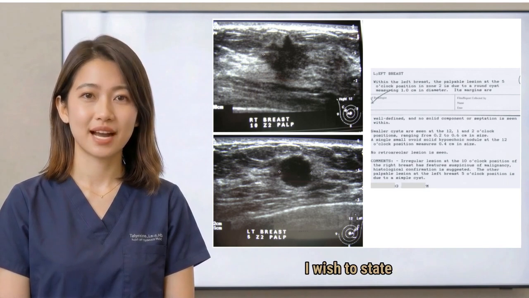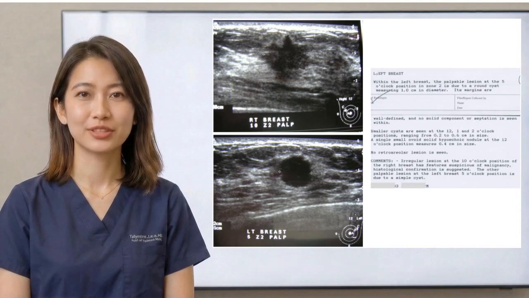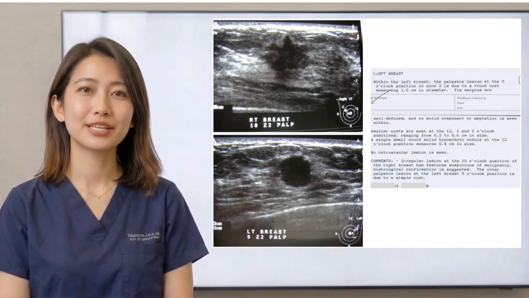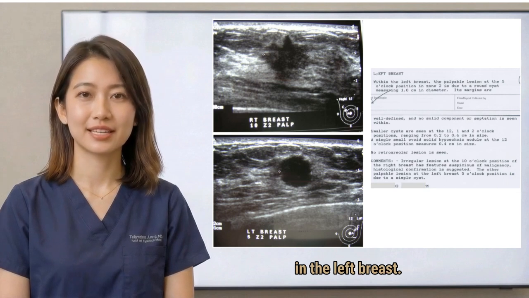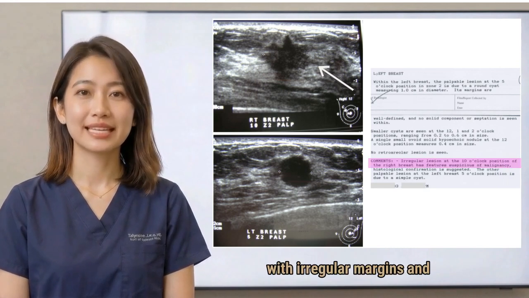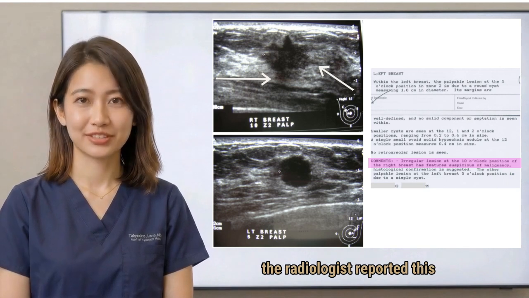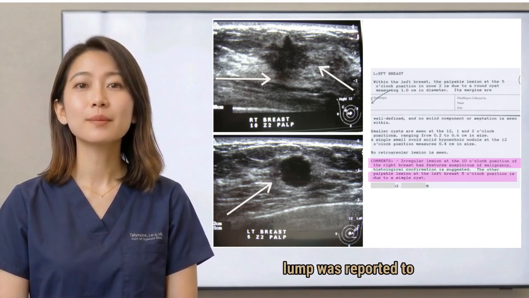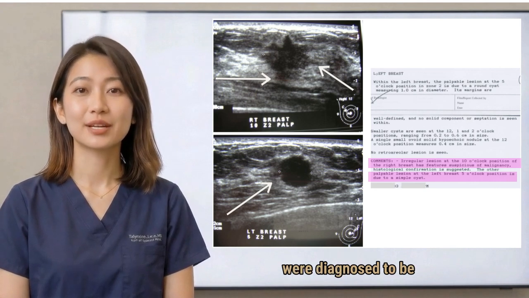But at this point, I wish to state that Kay is not the only patient who forms the minority where the image of her cancer had features which overlapped with a benign appearing lesion. This patient had 2 lumps, one in the right and the other in the left breast. The one on the right had the classical features of breast cancer with irregular margins and posterior acoustic shadowing, and the radiologist reported this lump to be suspicious for malignancy. However, the left breast lump was reported to be a simple cyst. On biopsy, both lesions were diagnosed to be cancer.